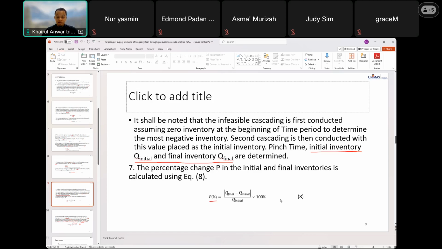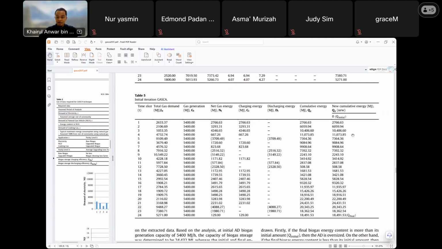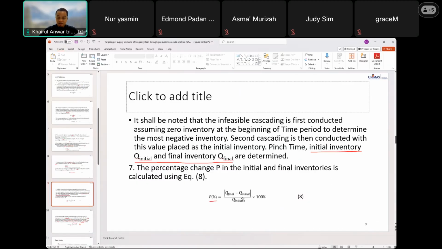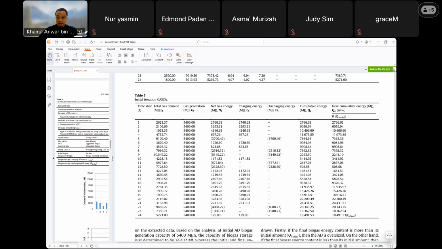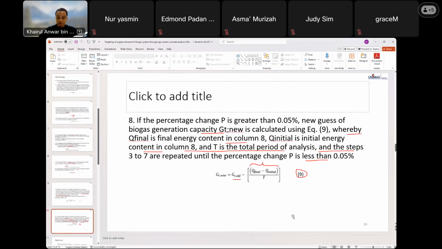So for this case, for the initial iteration, the Q final is 18,000. Q initial is 0. So 18,000 minus 0 over 0, it's 100%.